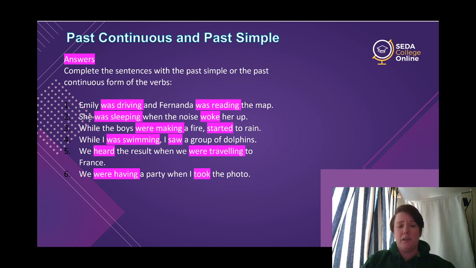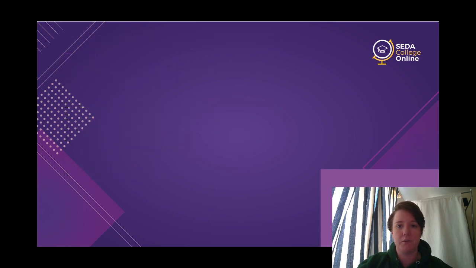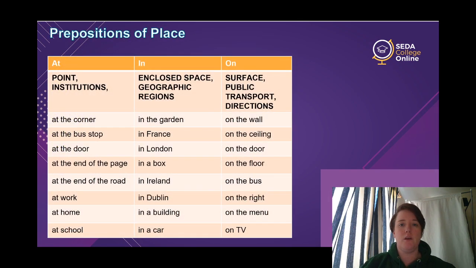Like the first one, okay? Just remember, 2 actions can happen at the same time. Okay? But in the rest of them, we're doing continuous and then we're doing the completed action. Okay, guys? So let's move on. Now, so here we have prepositions of place.